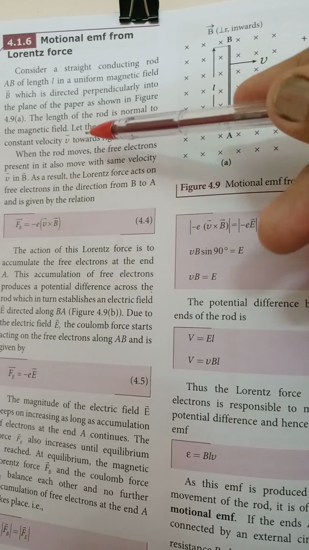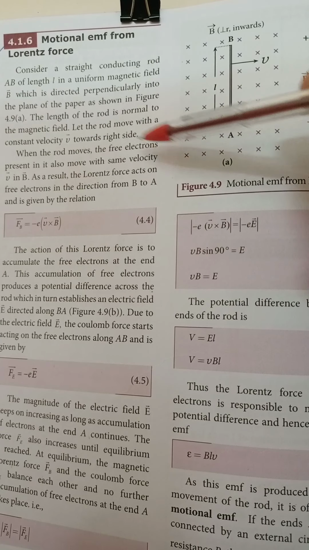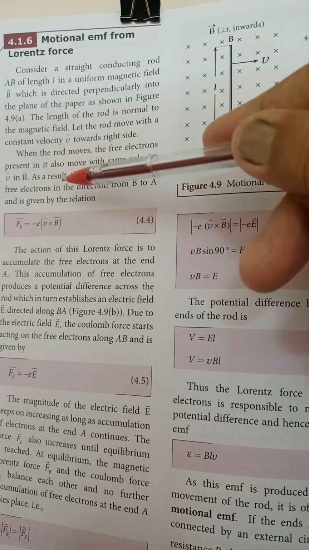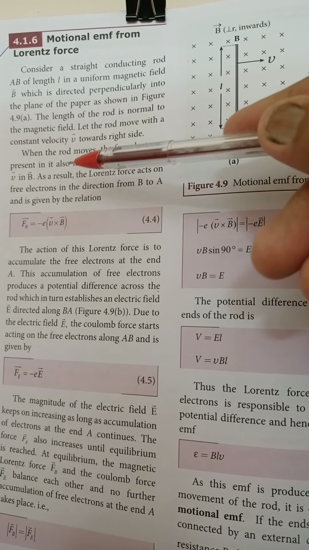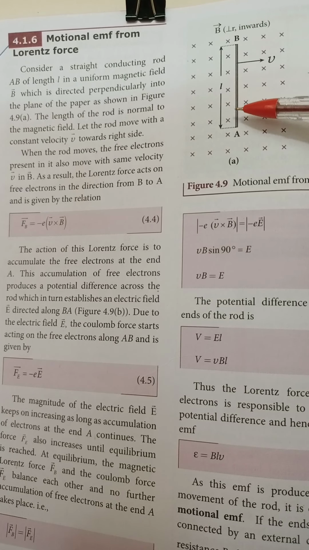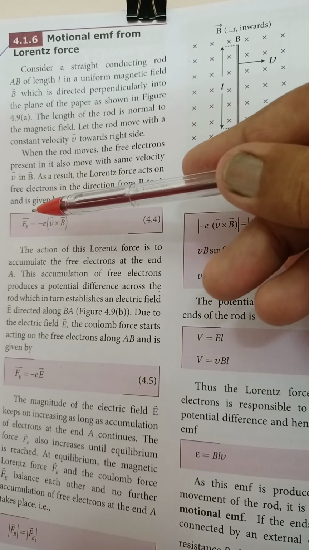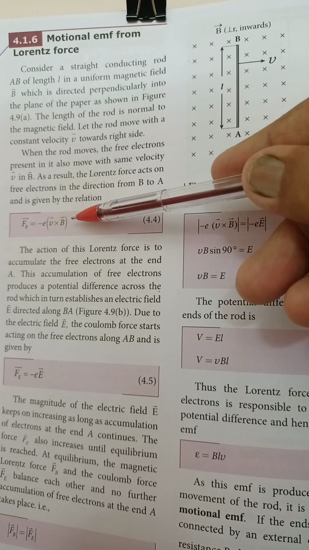When the rod moves, the free electrons present in the rod will also move with the same velocity v in the magnetic field. As a result, a Lorentz force will act on the free electrons in the direction from B to A, and it is given by the relation F_B vector is equal to minus e times v vector cross B vector.